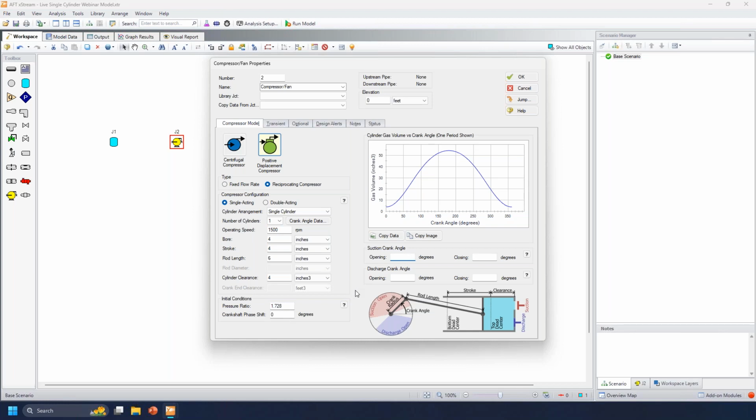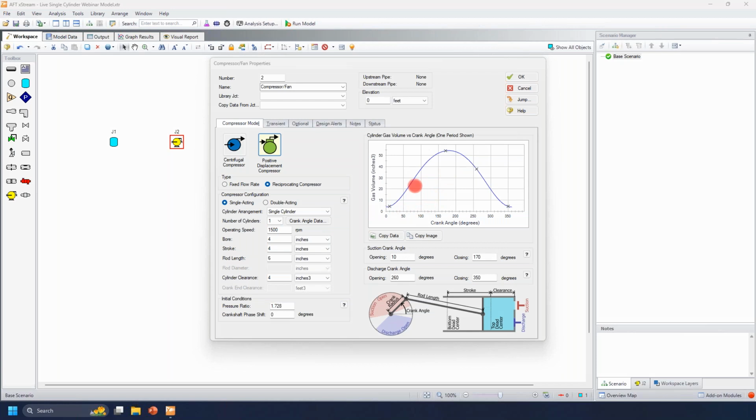So for the suction crank angle, we will set it right near on top dead center. So we'll set it to 10 degrees. And we'll have it closed near bottom dead center at 170 degrees. Now the discharge crank angle we'll have later so that we can get a little more of that compression captured since we have a pressure ratio of 1.728. So let's set that to 260 degrees and the closing to 350 degrees.